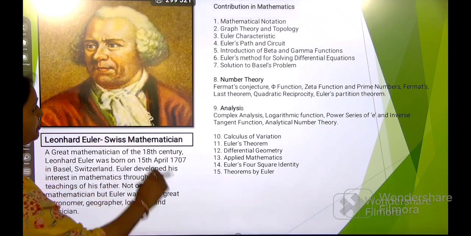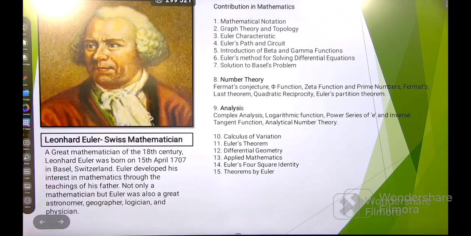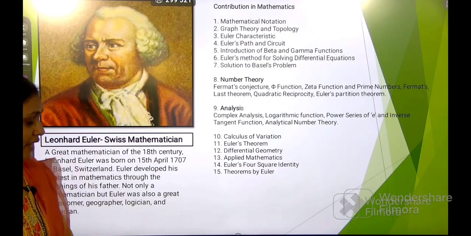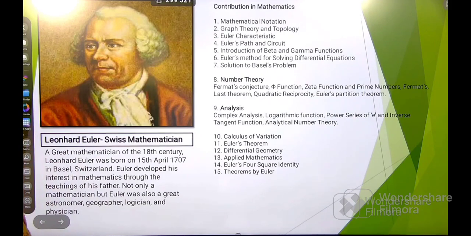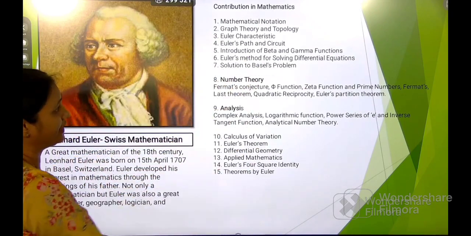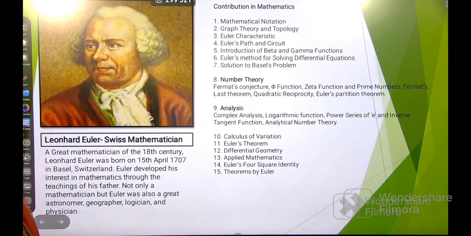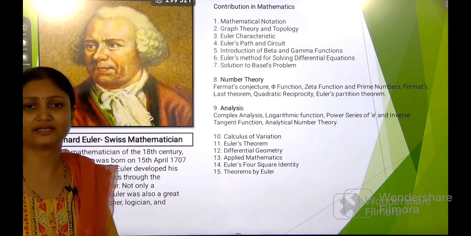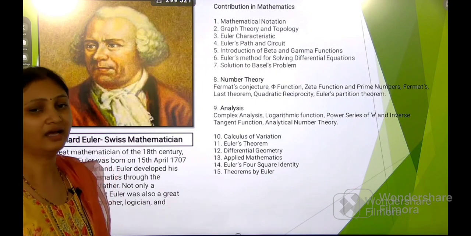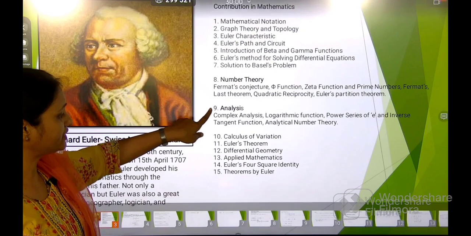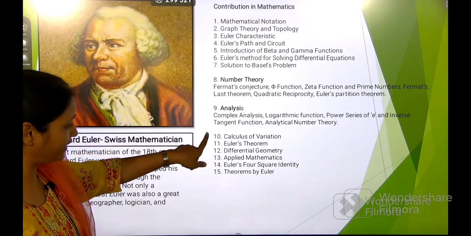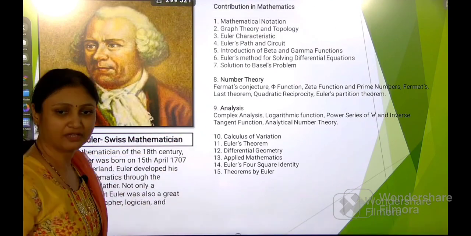This is the mathematician Leonhard Euler. He was a Swiss mathematician, and he was not only a mathematician, but Euler was also a great astronomer, geographer, logician and physician. And this is his contribution in mathematics: mathematical notation, graph theory and topology, Euler's characteristic, Euler's path and circuit, number theory, analysis. These are some fields where he has contributed in mathematics.